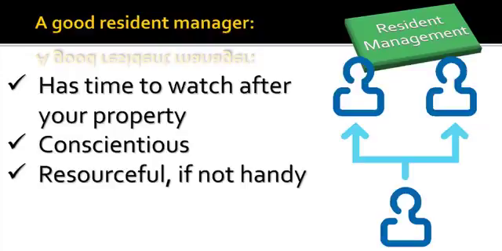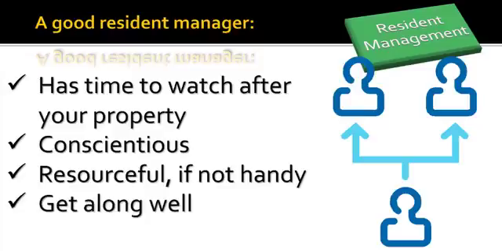If he does not know how to repair that leaking faucet or replace that broken electrical socket, at least he must know who can help him. If he is a handyman, he will be worth more than what you have to pay him. He should also get along well with your other tenants.